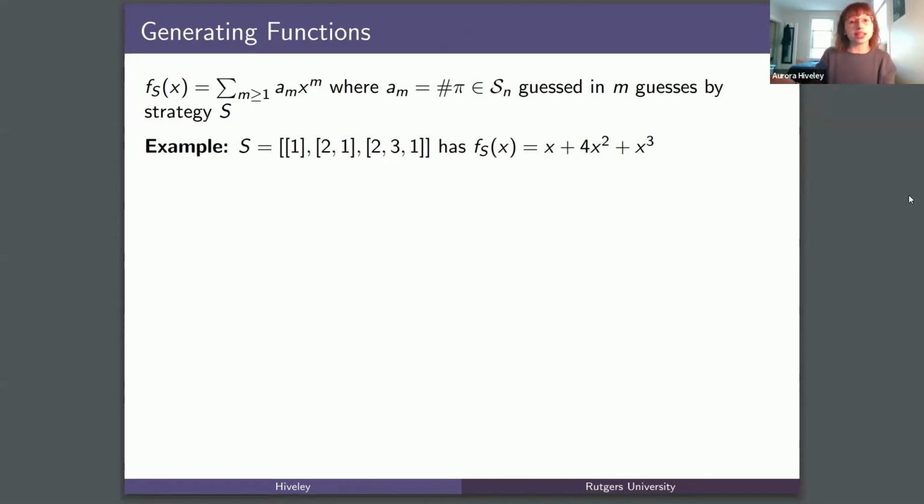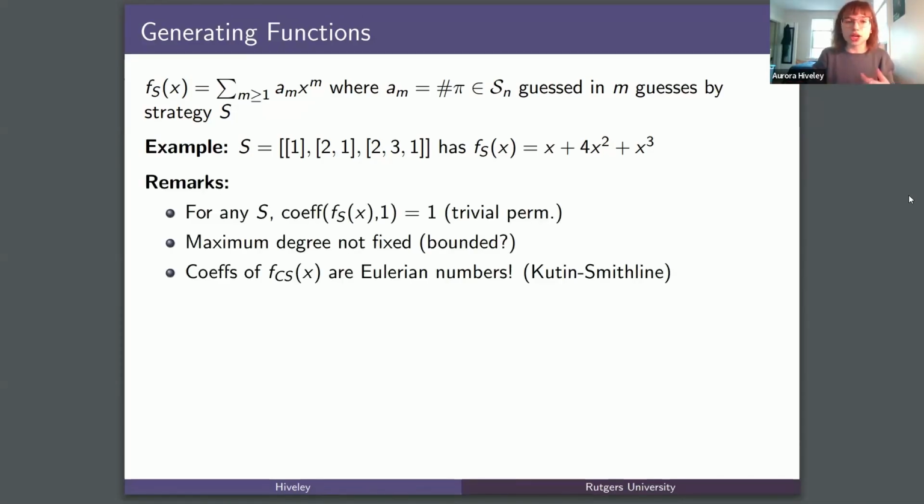Similarly, there's only one permutation that's guessed in 3 guesses, and it actually happens to be the permutation 2, 3, 1. So we have to shift right twice, or 3 times rather, to get to that permutation. And then the other 4 permutations are all guessed in 2 guesses. Some remarks about these generating functions.